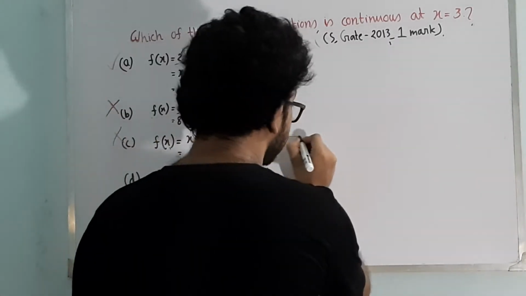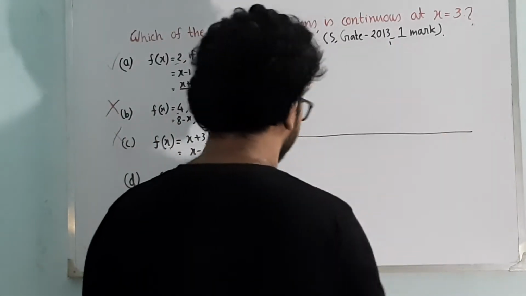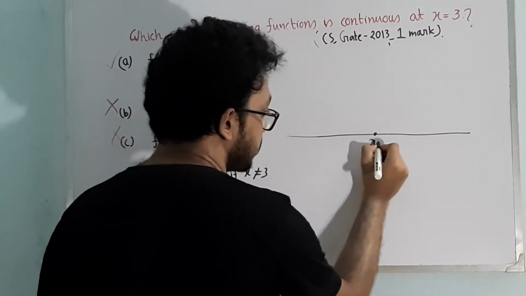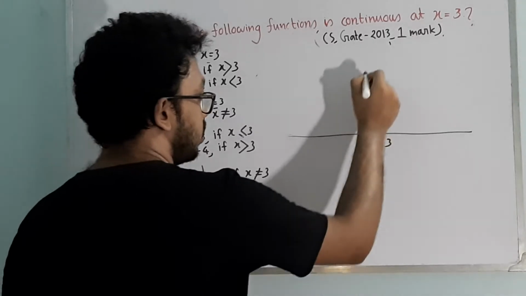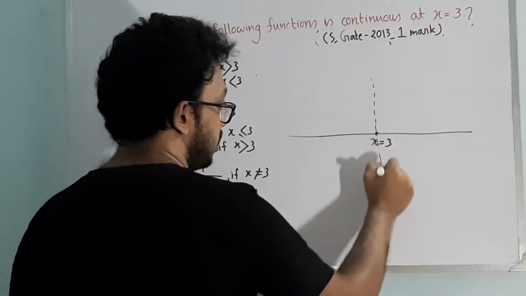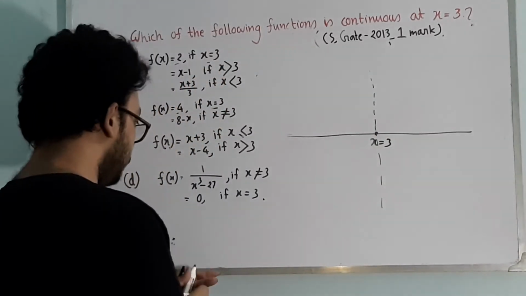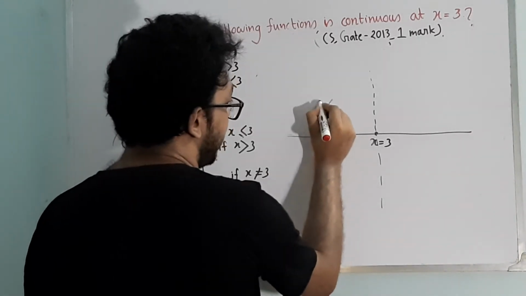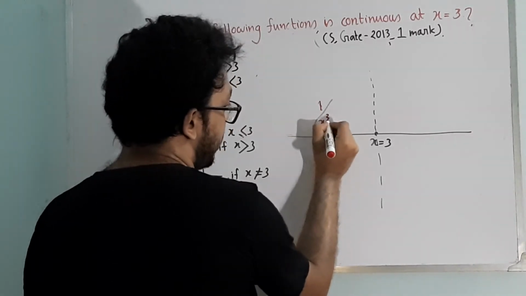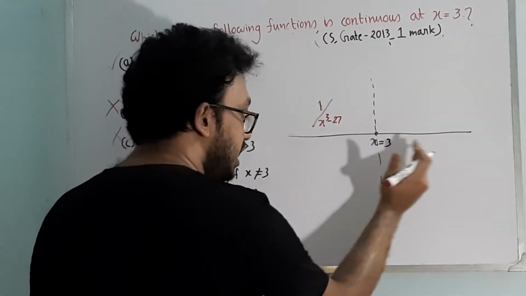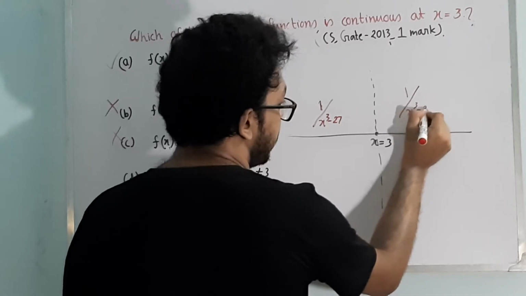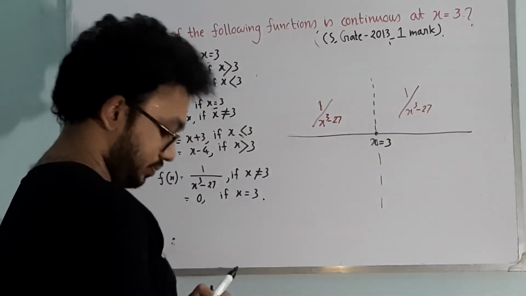So what the problem says is, at x equal to 3, the value of the function f(x) is 0, and just before x equal to 3, you have f(x) equal to 1 divided by x cube minus 27, as well as just after x equal to 3, you have f(x) equal to 1 divided by x cube minus 27.